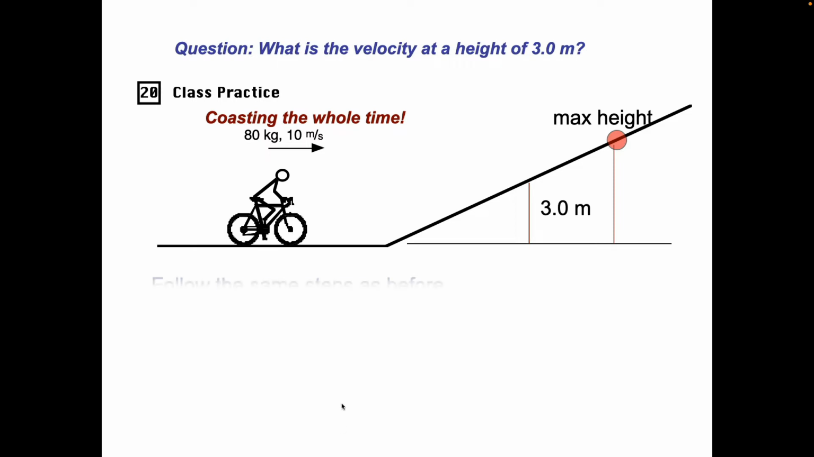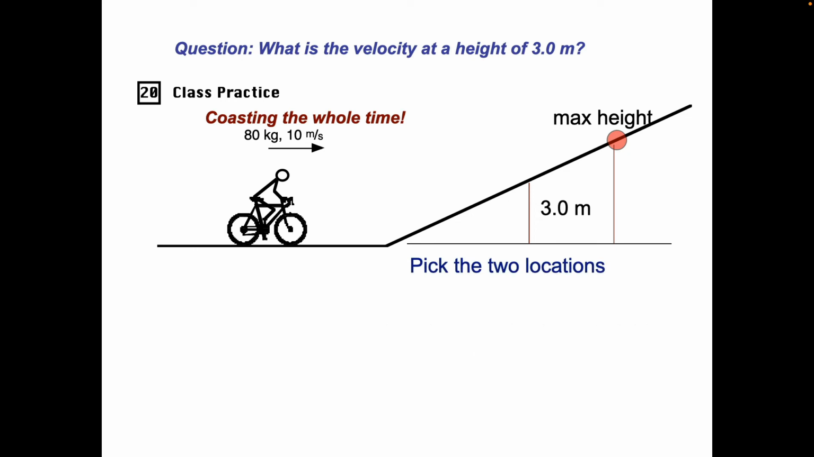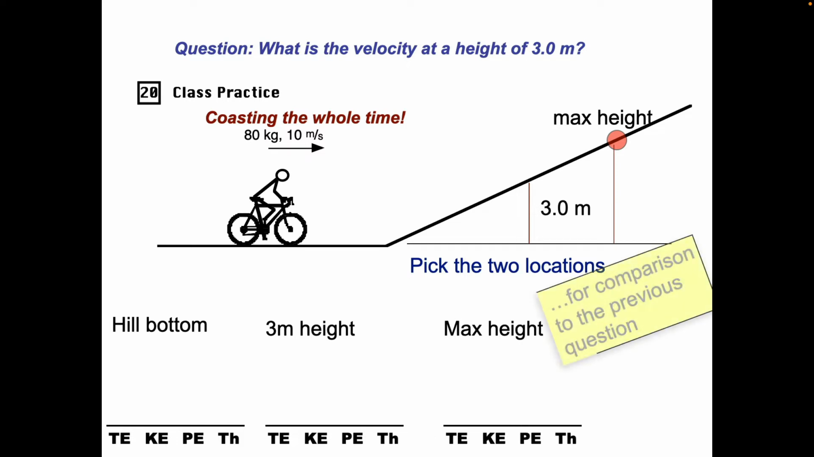To solve this, I'm going to follow the same steps that I did before. Only this time, when I pick my two locations, I'm going to pick the height of 3 meters instead of the maximum height. So first step was picking our two locations where we're going to compare the energies. I'm going to start with the hill bottom because that's someplace where I know the height and I know the velocity. And then my second place is given by the question, where it says, what is the velocity at a height of 3 meters? So that's going to be a height of 3 meters. And I'm going to put on here, for the sake of comparison, our previous answer when we did the maximum height. So that's what we had on the previous sample problem, just so we can look at it and compare.